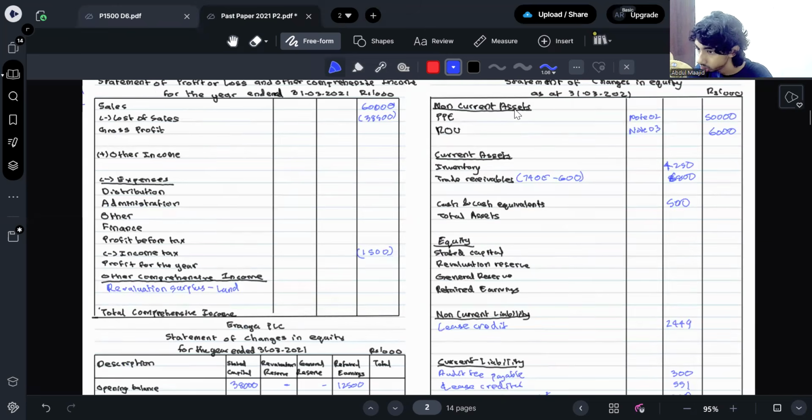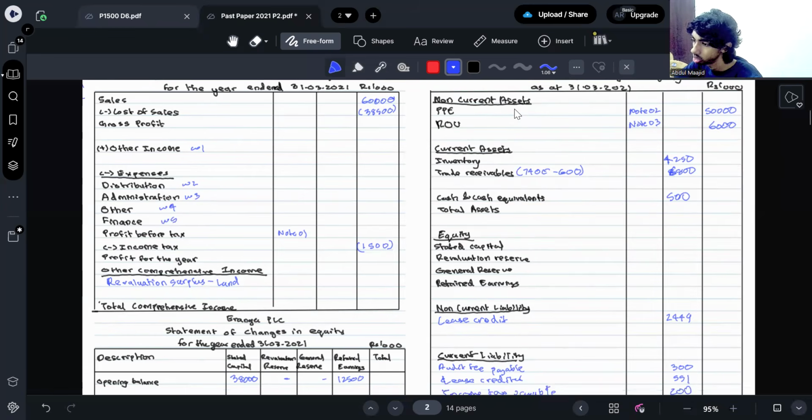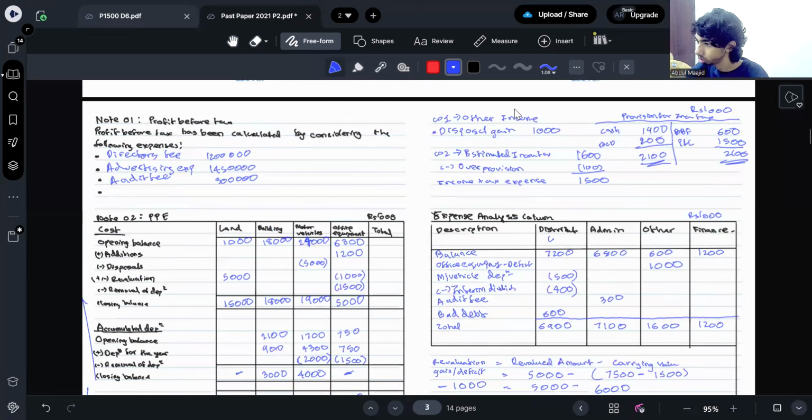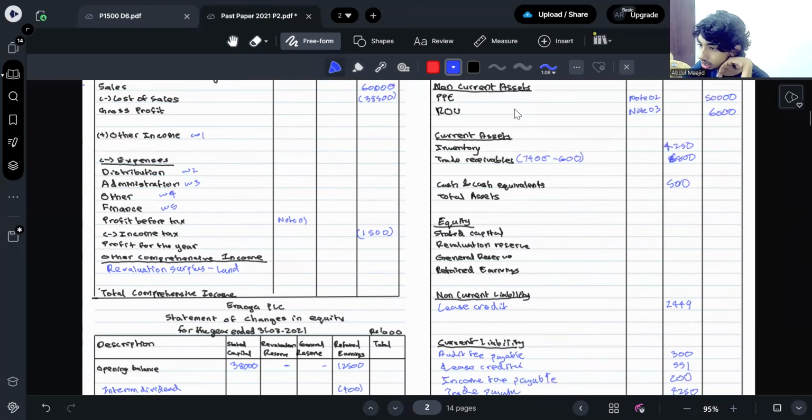6,900,000. So here our profit before tax is note number 1. Other income working number 1, working 2, working 3, working 4, working 5. Then for this taxation, we'll make it working number 6. Keep it as working number 6. Income tax working number 6.